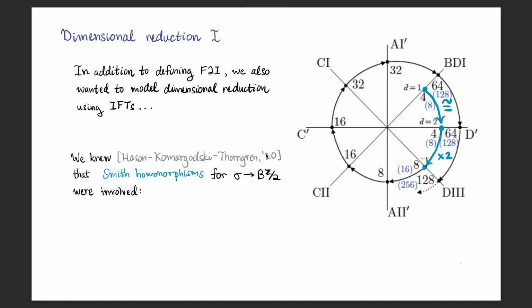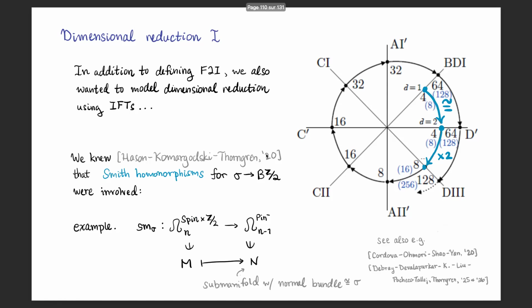To describe this, we knew Smith homomorphisms were related. So Hason, Komargodski, Thorngren noticed that Smith homomorphisms seem to be really related to this Bott spiral situation. And many other authors have also studied Smith homomorphisms and symmetry breaking. So we can look at a Smith homomorphism here. However, the claim is this doesn't quite work. We had to modify it.